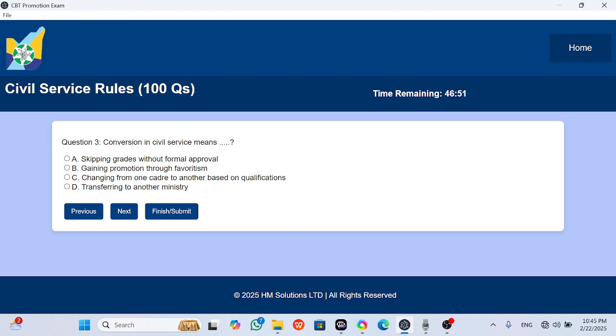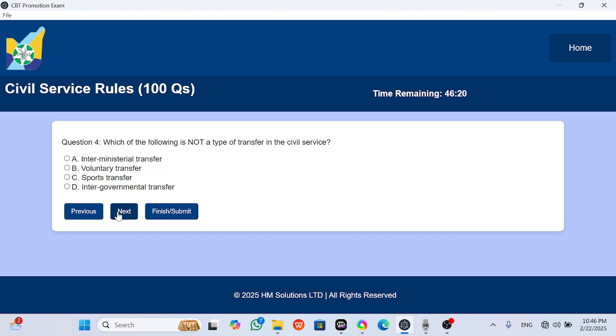Number 3 said conversion in civil service means A, skipping grades without formal approval. B, gaining promotion through favoritism. C, changing from one cadre to another based on qualification. D, transferring to another ministry. We'll take C because it's close to our answer.